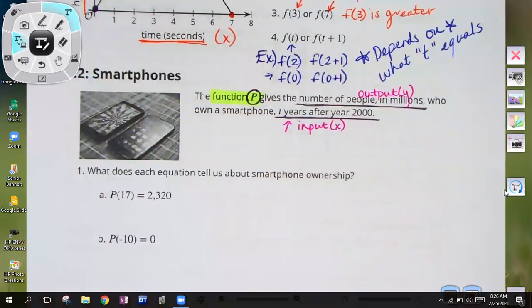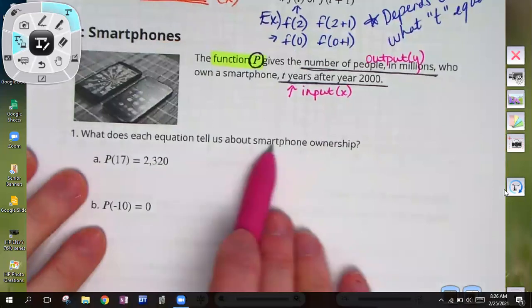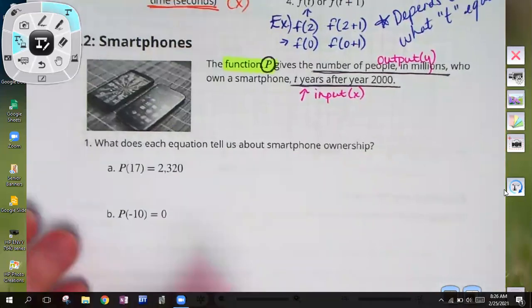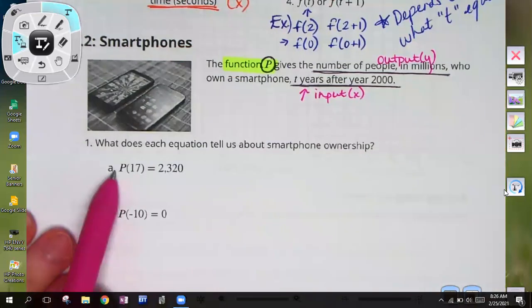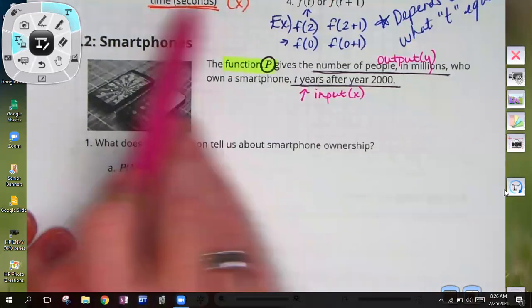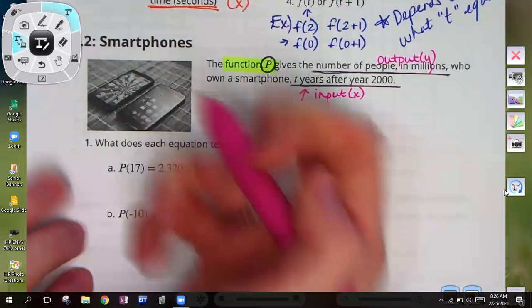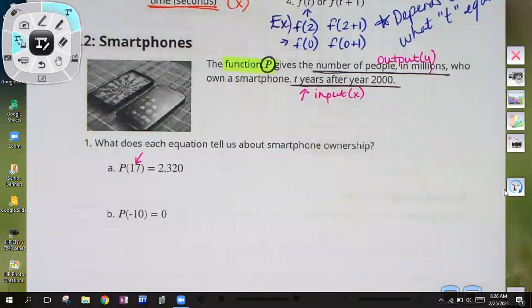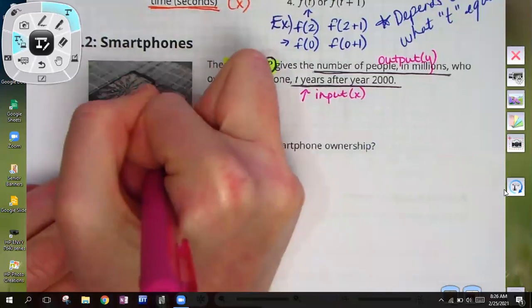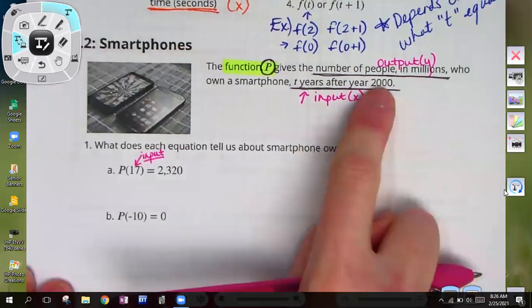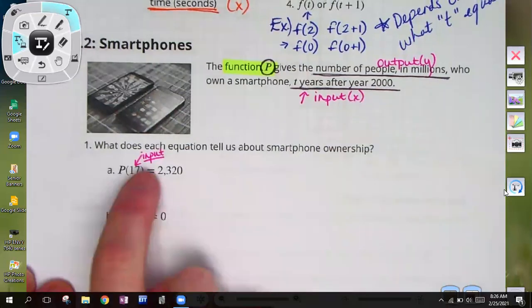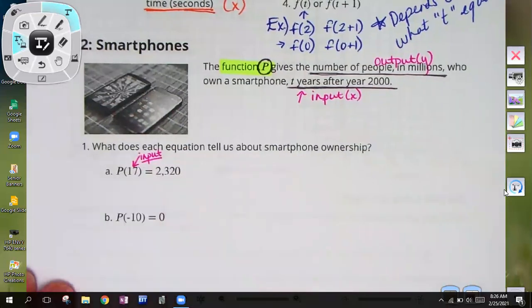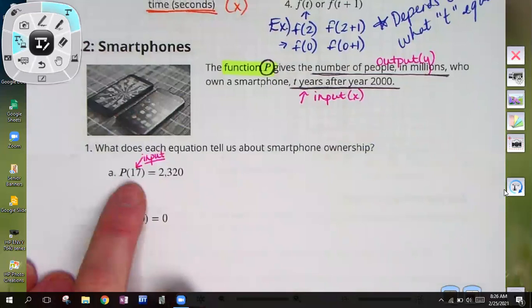All right, so number 1, it says, what does each equation tell us about the smartphone ownership? First things first, we start with the name. You just read it left to right. So the name is P, so we're talking about the phones. Now we know that this number is the input because it's on the inside of the parentheses. So what is the input telling us about in this problem? The years after the year 2000. So what year is it? 2017. Okay, so we're looking at the year 2017.